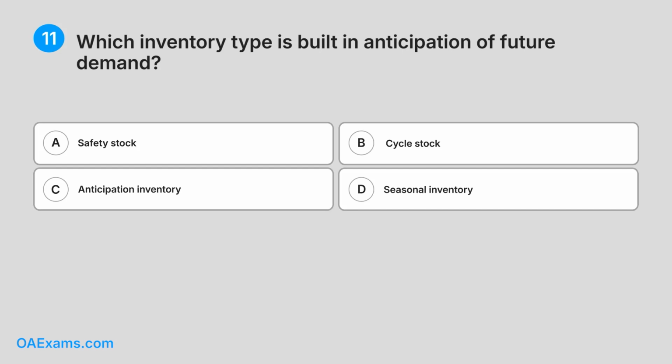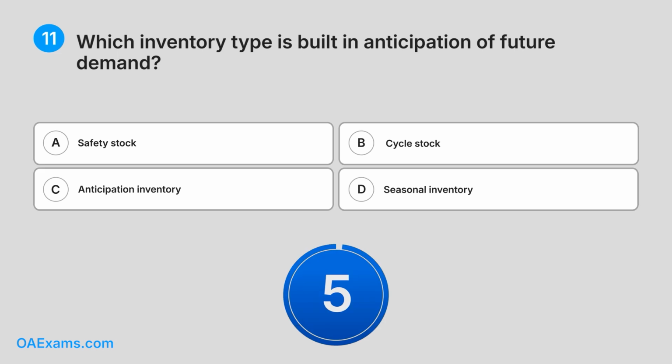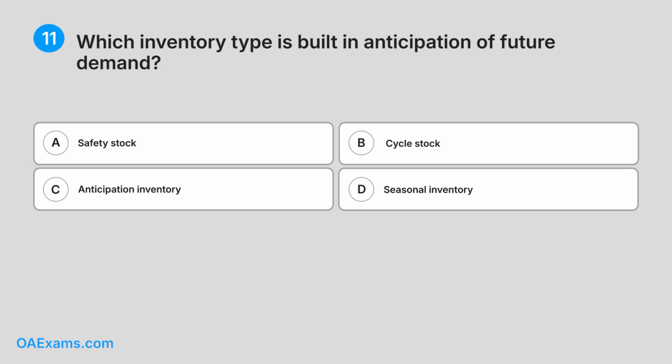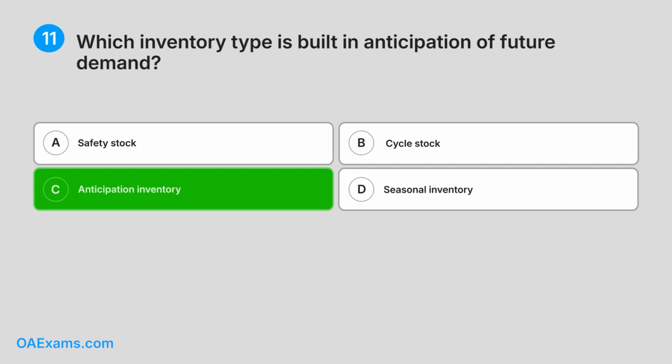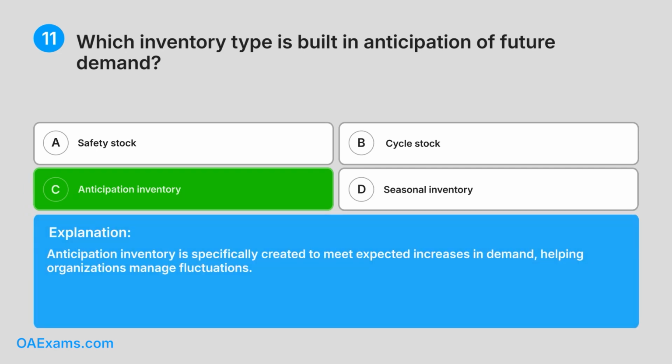11. Which inventory type is built in anticipation of future demand? A. Safety stock. B. Cycle stock. C. Anticipation inventory. D. Seasonal inventory. Can you guess the answer? Correct answer. C. Anticipation inventory. Explanation. Anticipation inventory is specifically created to meet expected increases in demand, helping organizations manage fluctuations.